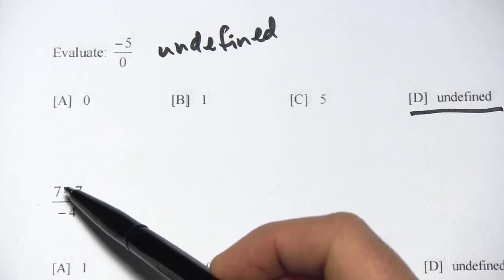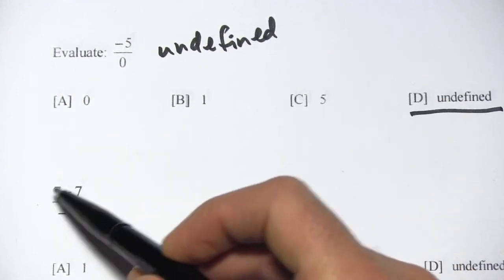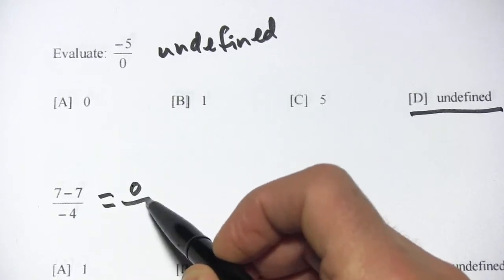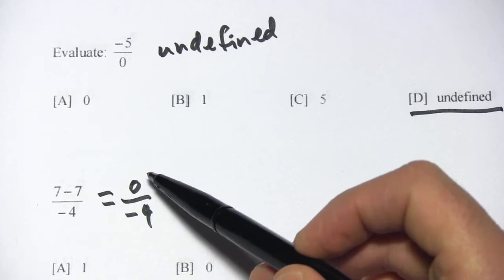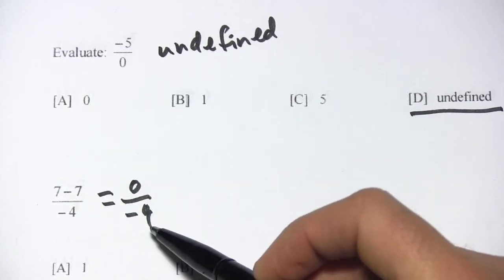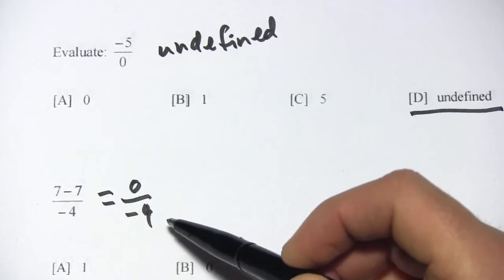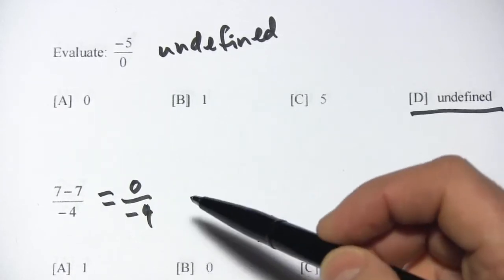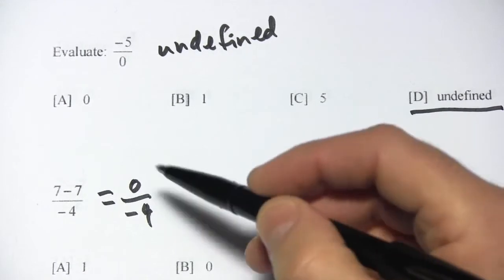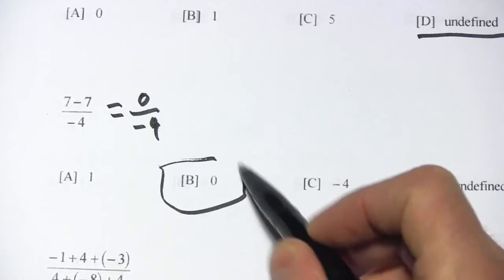Another situation you might have is where you have 0 on top of the fraction and a number on the bottom. 7 minus 7 is 0, so we have 0 over -4. Well, that's okay. 0 can be divided into, well, we could think of this as 4 parts, or maybe -4 parts. You can divide nothing as many times as you want, and it's still going to be nothing. So if 0 is on the top of the fraction, then your answer is always going to be 0.